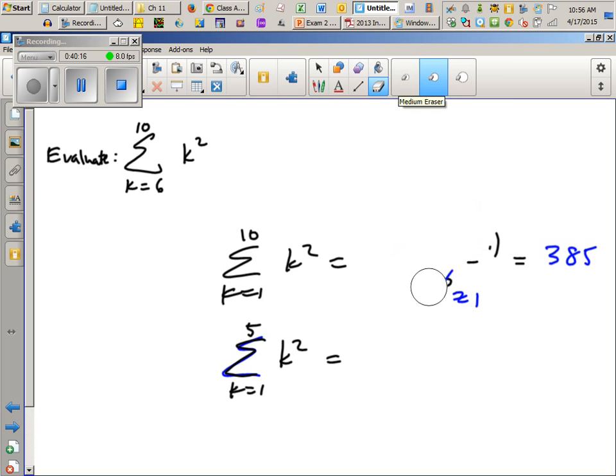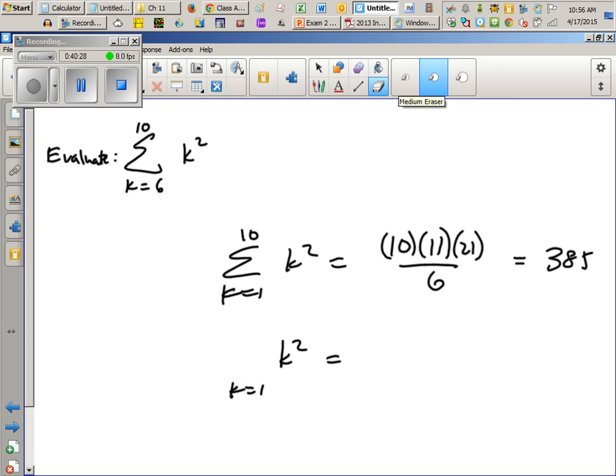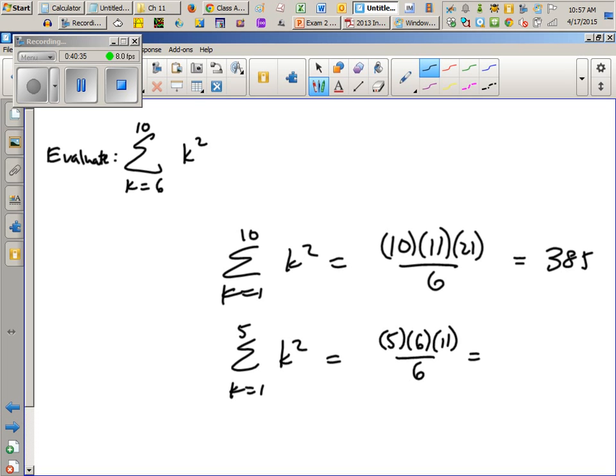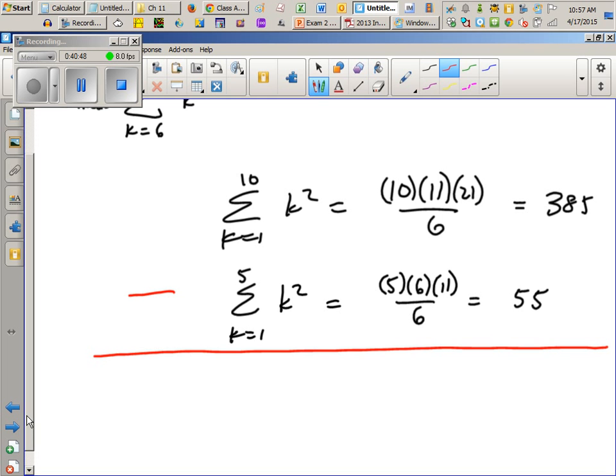Okay, so I'm going to erase some of my scratch work just so my solutions look a little tidier. This problem was done by doing 10 times 11 times 21 over 6, and we got 385, right? Now we're going to add up the first 5 terms, which would be found by doing 5 times 6 times 11 over 6, which is 55. And then we're going to subtract them. This is going to give me, of course, 330.